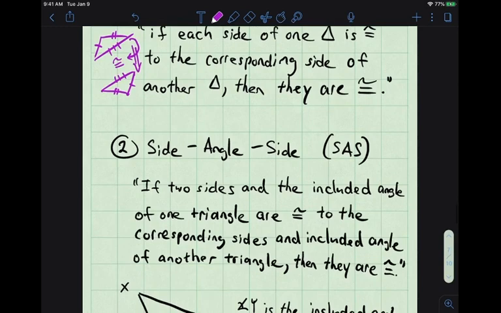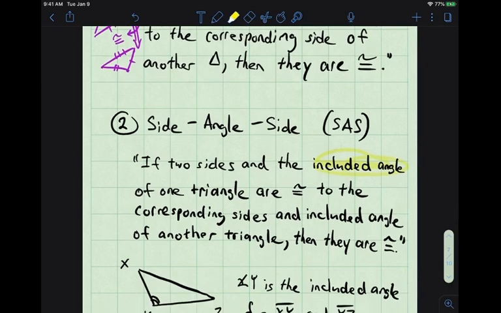The second way is side angle side, abbreviated SAS. So that's shorthand or shortcut for if two sides and the included angle, okay, that's a big word, of one triangle are congruent to the corresponding sides and included angle of another triangle, then they are congruent. We emphasize included angle here, okay, so we should technically add that in, included.